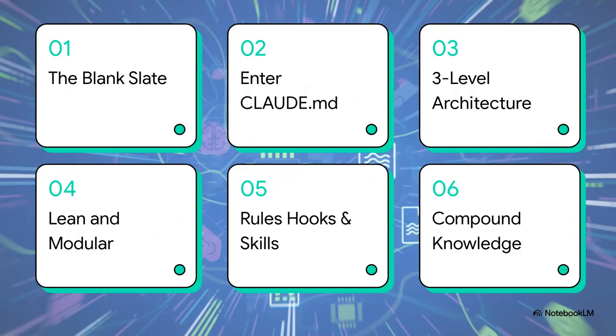Here's our roadmap for orchestrating a truly disciplined AI workforce. We'll cover the blank slate problem, the CLAUDE.md file itself, the three-level architecture, keeping things lean and modular, rules and hooks, and finally, the compound knowledge loop. Let's get right into it.